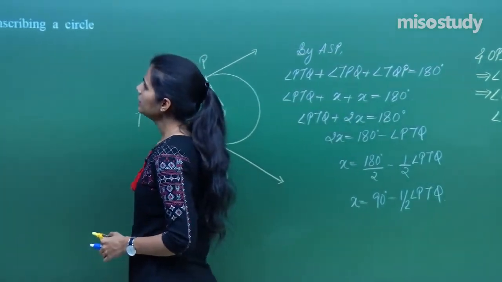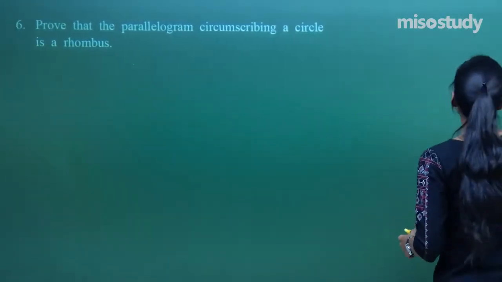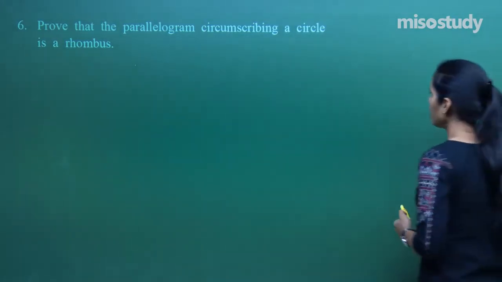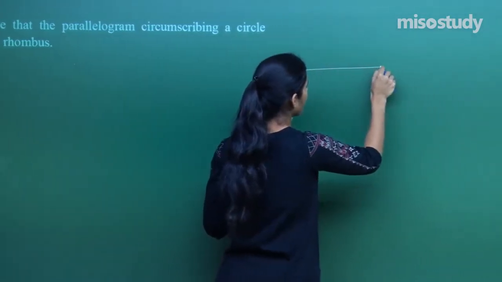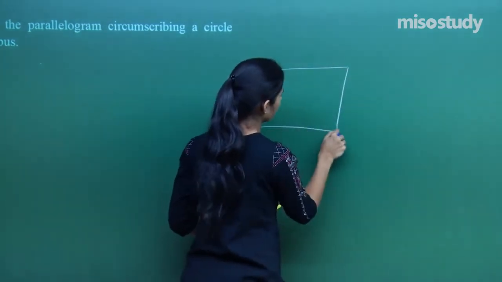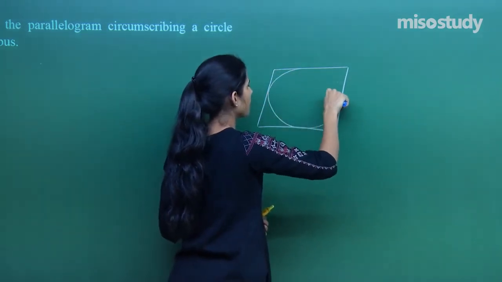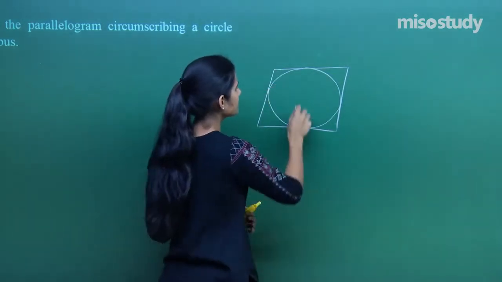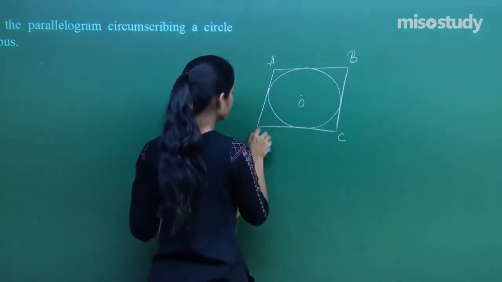It says that prove that the parallelogram circumscribing a circle is a rhombus. That means if there is a parallelogram containing a circle, then that parallelogram has to be a rhombus. How do you show this? So you have a parallelogram. It is circumscribing within itself, say, this circle. Say the circle is centered at O. This is A, this is B, this is C, this is D.